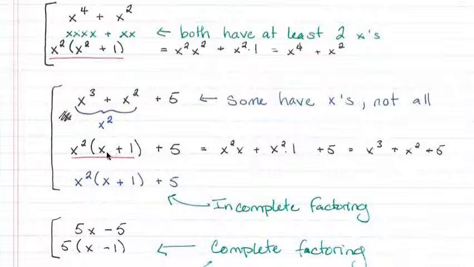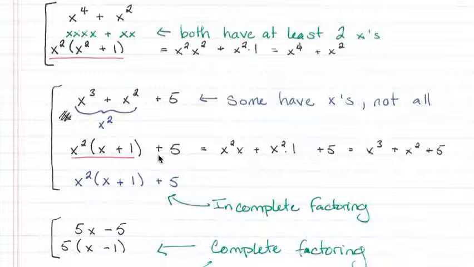There was 1x left from the x cubed, and there was a 1 left from the x squared. And then this 5 didn't have an x, so it didn't get included in the parentheses, and it also didn't go away. It's just sitting there by itself. We didn't touch it, we didn't do anything with it, so we just continue to write it.